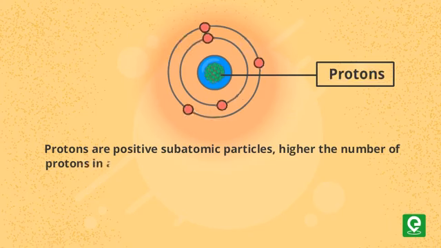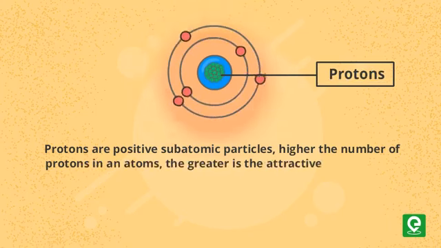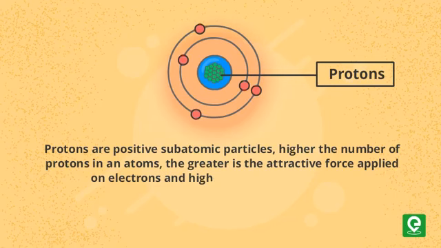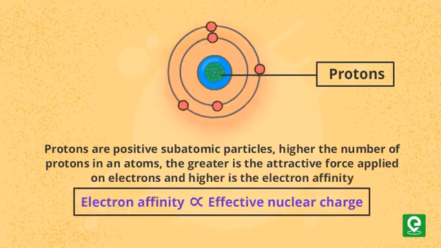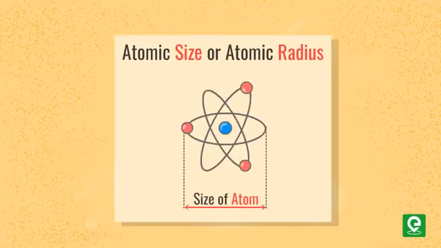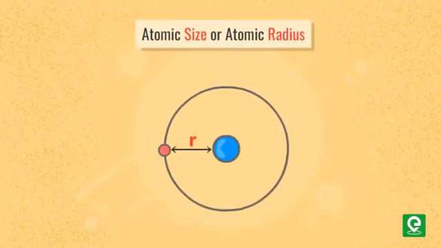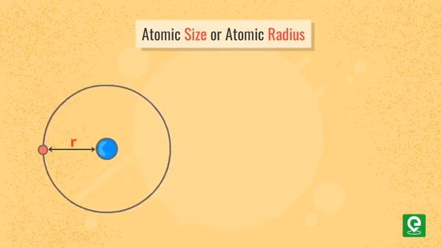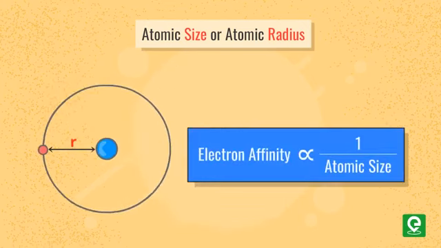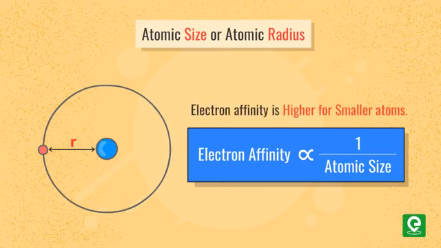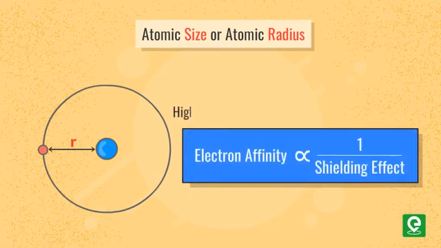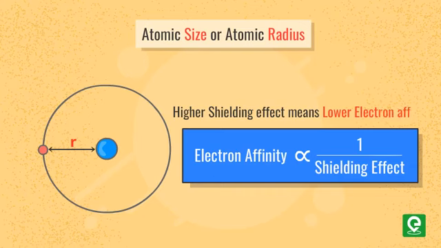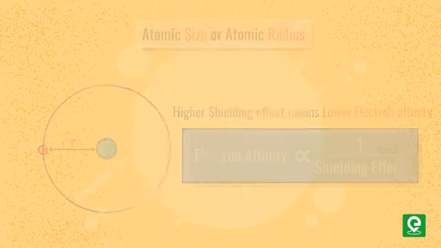The higher the number of protons in an atom, the greater is the attractive force applied on electrons and higher is the electron affinity. Atomic size or atomic radius: when the size or radius of an atom increases, the electron entering the outermost orbit is more weakly attracted by the nucleus and the value of electron affinity is lower. That means the electron affinity is higher for smaller atoms. Also, shielding effect is directly proportional to atomic size, and atomic size is inversely proportional to electron affinity.